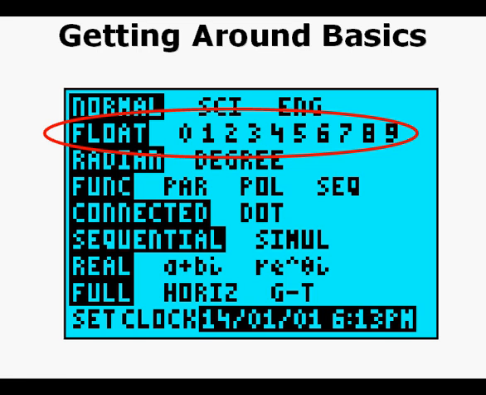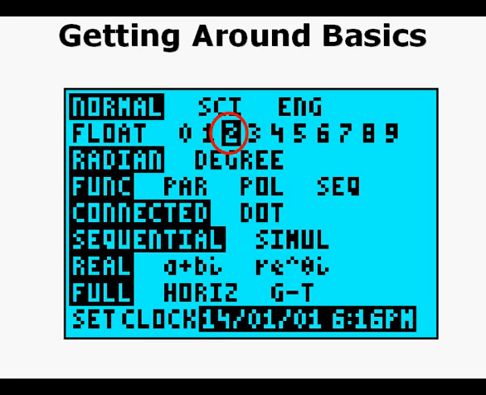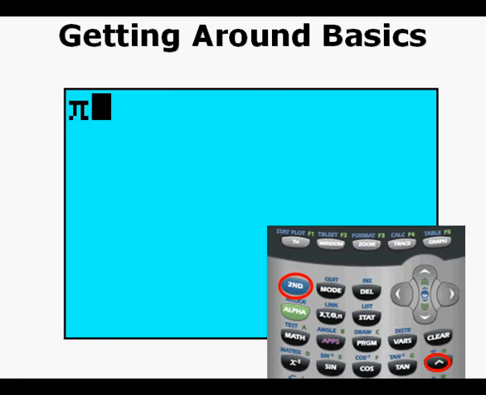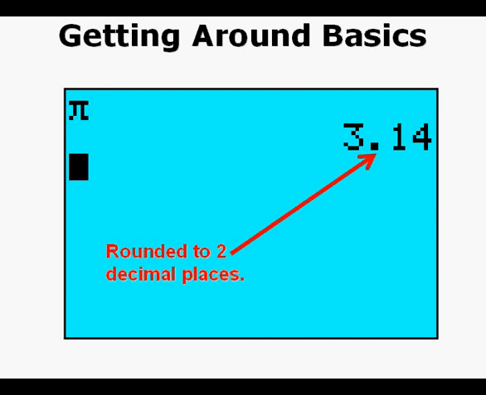Inside the mode menu, this second row refers to how many decimal places will show up on the calculator. We can go here to set the calculator to show 2 decimal places. I pressed enter to choose 2 decimal places. Let's go back to the symbol for pi by pressing second, then the exponent key. Press enter. We see that we're rounded off to 2 decimal places instead of seeing all the digits like we did earlier.